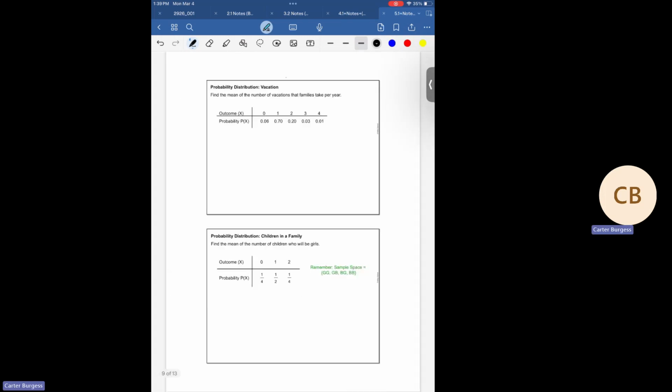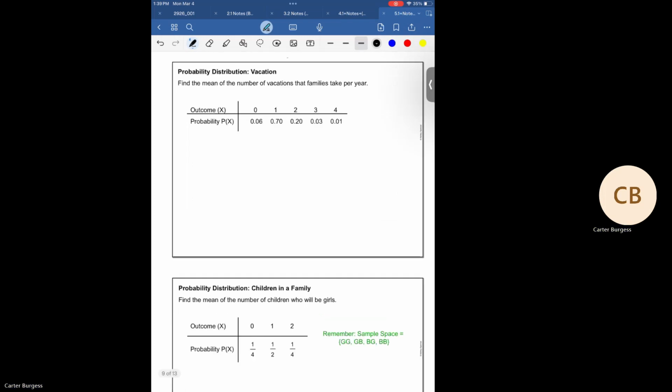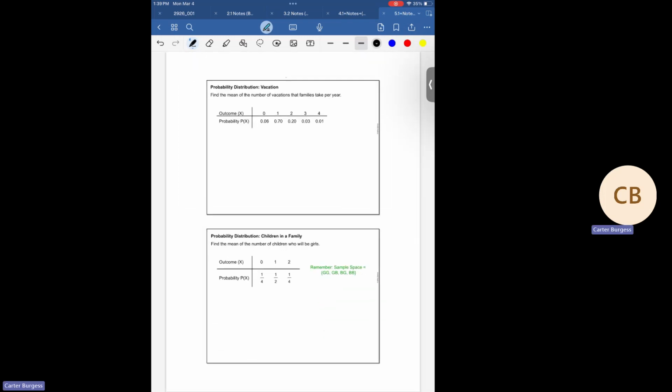Okay, let's take a moment. Take a stab at these first 2 examples here. And I will circulate, and we will see where we're at.